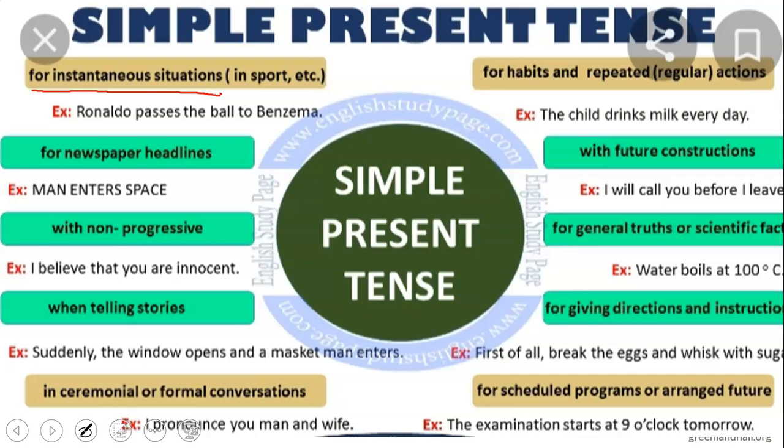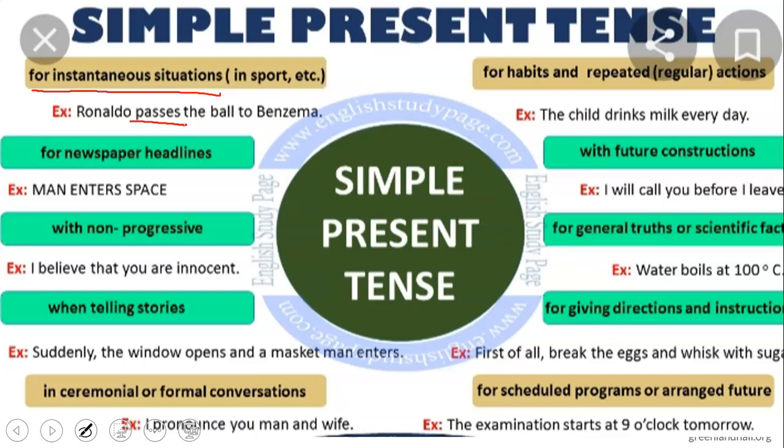For example, in sports, I'm very sure that you know Ronaldo very well. Ronaldo passes the ball to Benzema. Look at the word passes here. That is an instantaneous situation. When you are in instantaneous situations, you use the simple present tense.